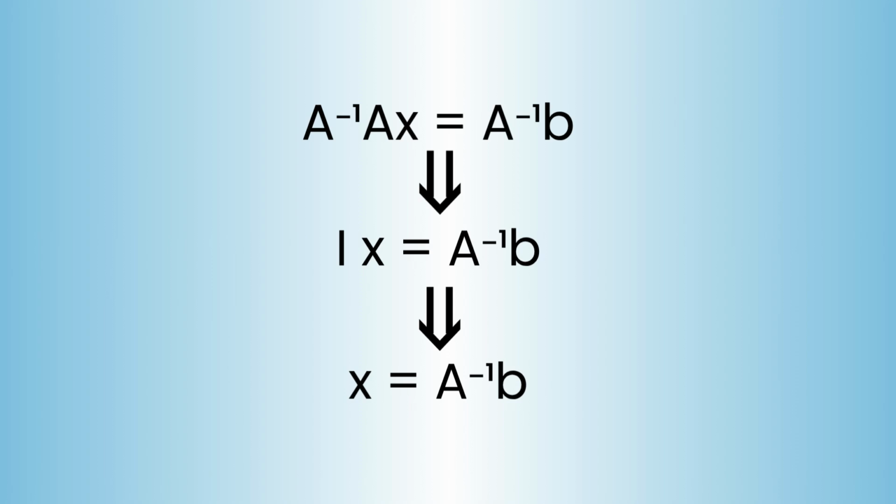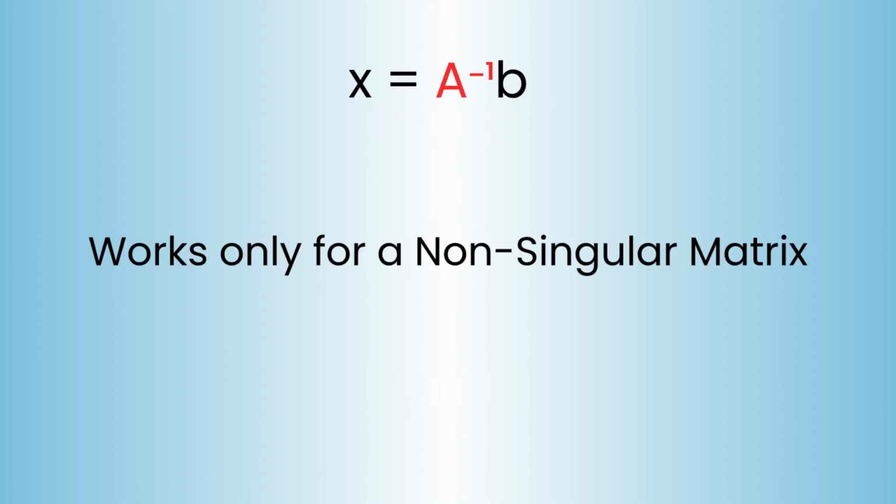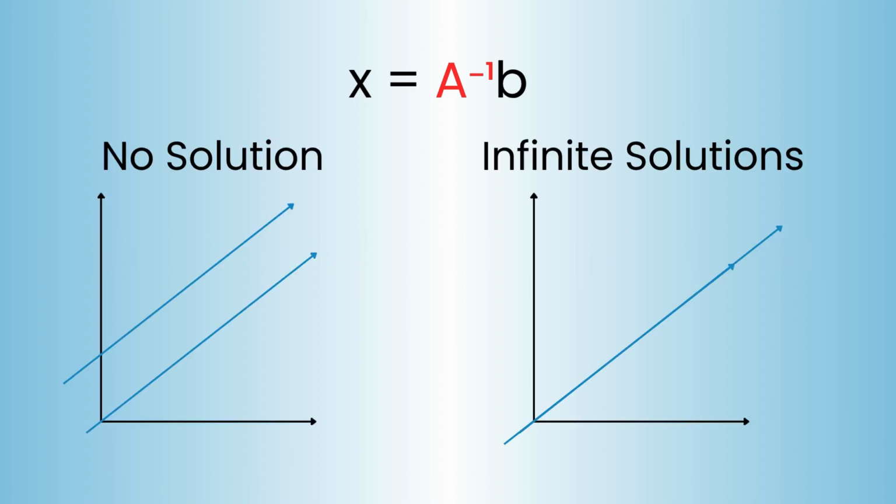This is an elegant abstraction, but it comes with a critical engineering footnote. This method only works if the inverse of A exists, that is, if A is a non-singular matrix with a non-zero determinant. If the system has no solution or infinite solutions, this method will fail. Gaussian elimination, however, will always work and will correctly identify these cases. This is why underlying numerical libraries often use methods derived from it, like LU decomposition, for robust production-grade solvers.